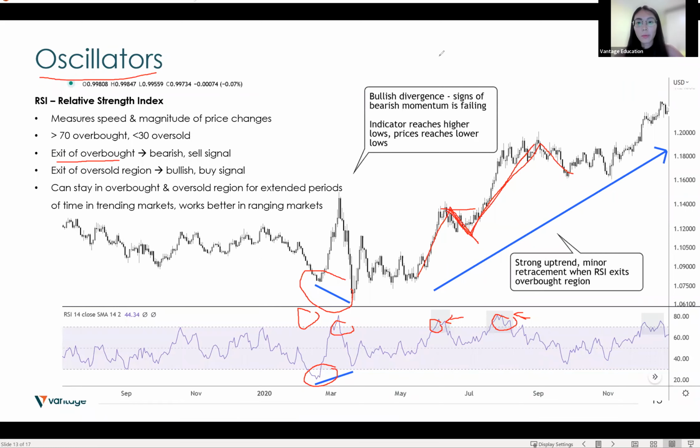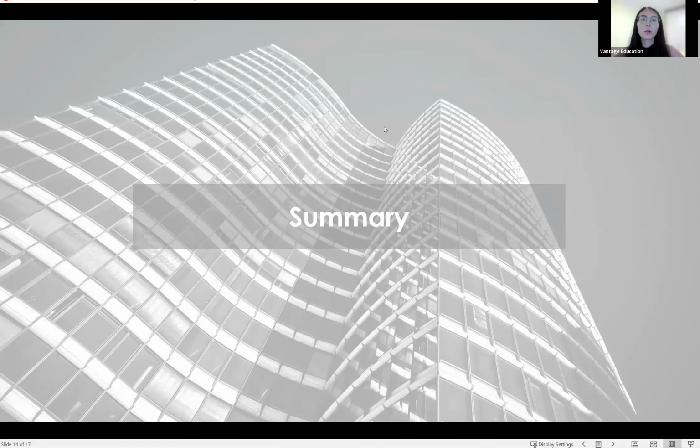Right, let's take a look at what we have next. Okay, so just before we go on to the summary, as requested, let's go on to TradingView and see how we can actually apply MACD on gold.